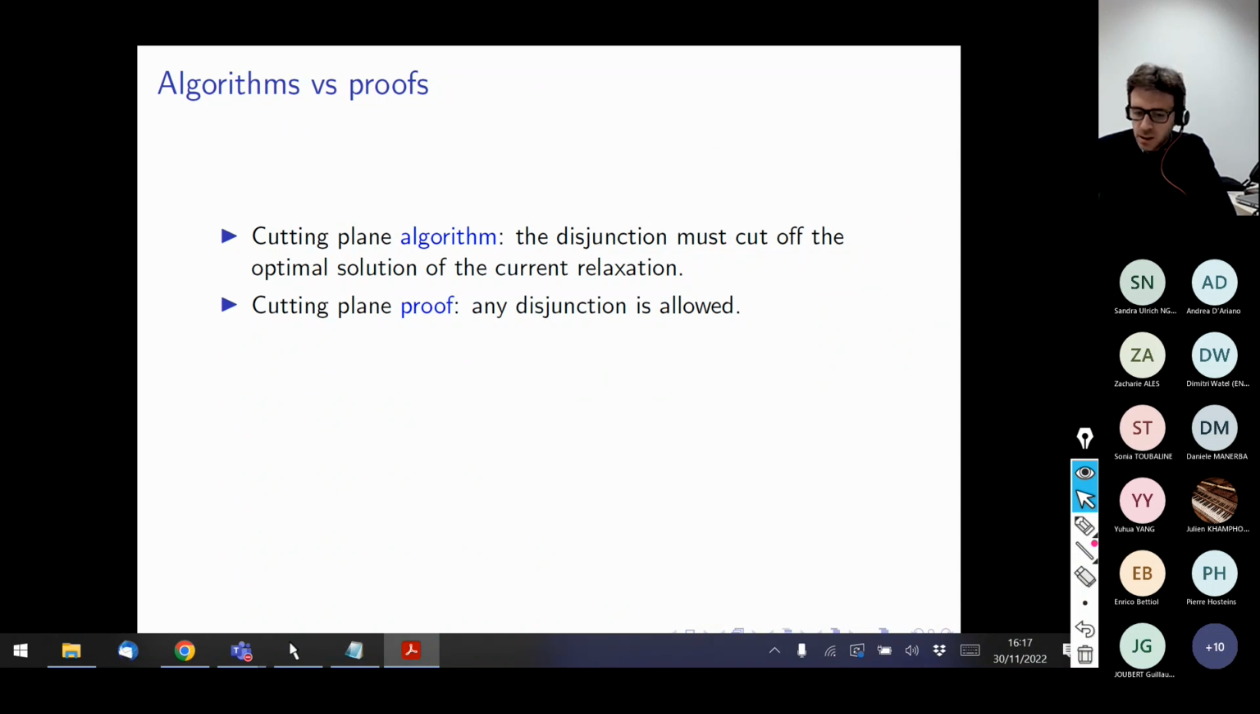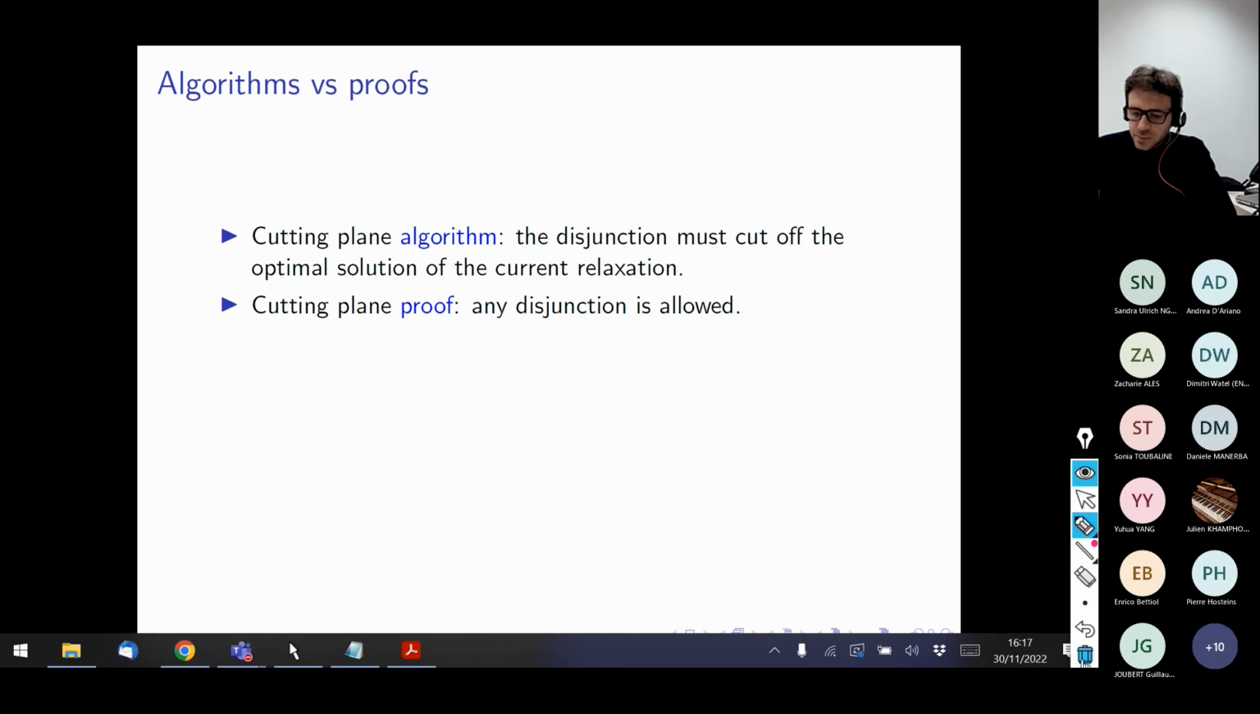So what I mean is that I have my polyhedron, and this is my optimal solution. I could also introduce this disjunction and then create this cut. This doesn't cut off the optimal solution, but it could be useful later in the algorithm. This is not a cutting plane algorithm because it doesn't cut off the optimal solution. It's called a cutting plane proof in this case. This is the name that the literature reserves for this.